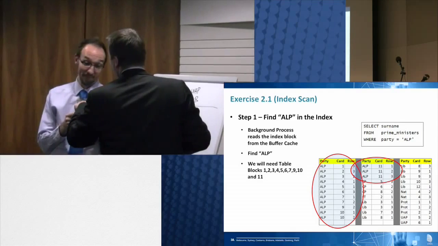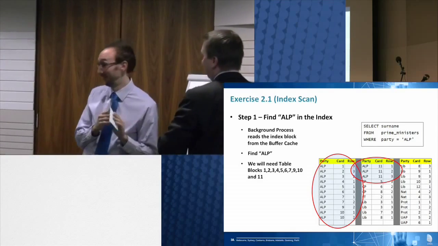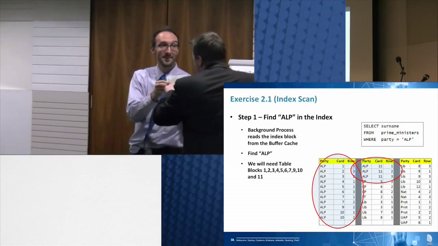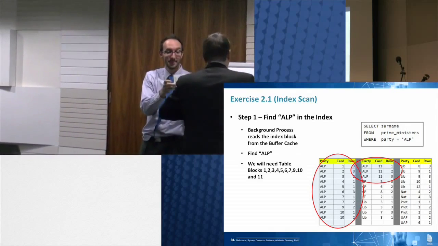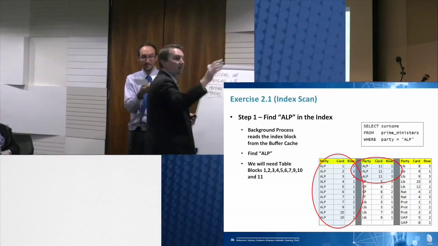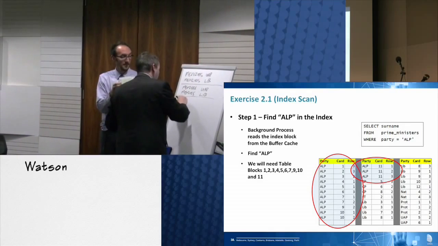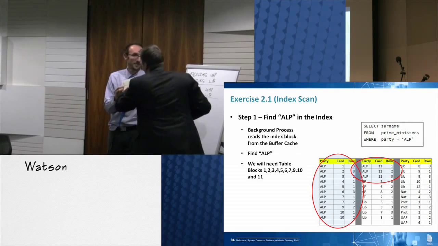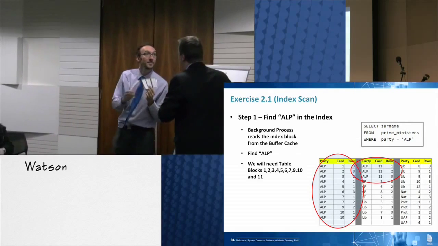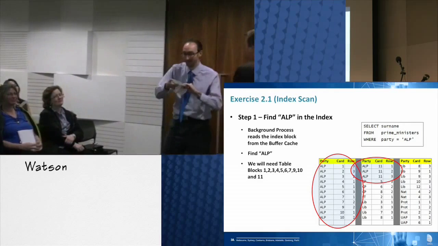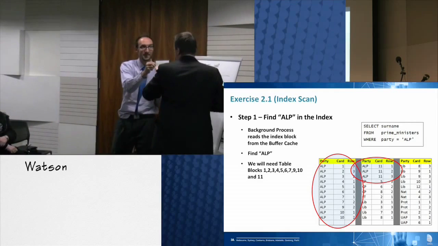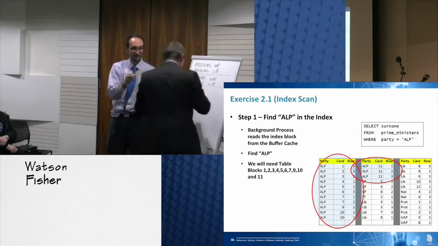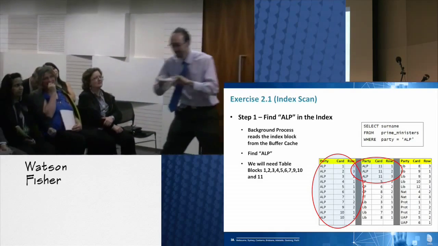So, Bhavkash, could you get me block number 1, please? Thank you. Looking for ALP. ALP, there is one there. Watson, ALP. So we're projecting surname, just surname, Watson. Okay, no others there for ALP. Could you get me block number 2, please, Bhavkash? Lovely, thank you. ALPs, there's no one there. It's Fisher.